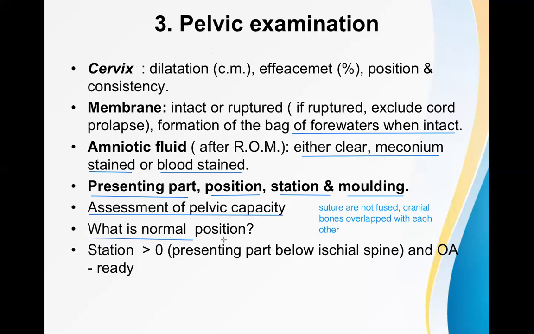What is a normal position? We already explained. And what is the station? Is it 0 or is it more than that? Means it is towards the plus. So let me remind you again, if it is towards the plus or below the ischial spine, we call it plus 1, plus 2 or plus 3. And if it is still above the ischial spine, then it is denoted as a minus sign.